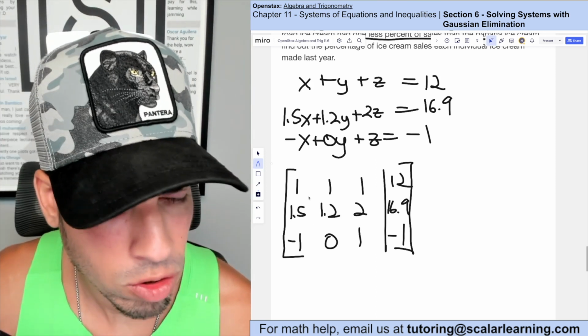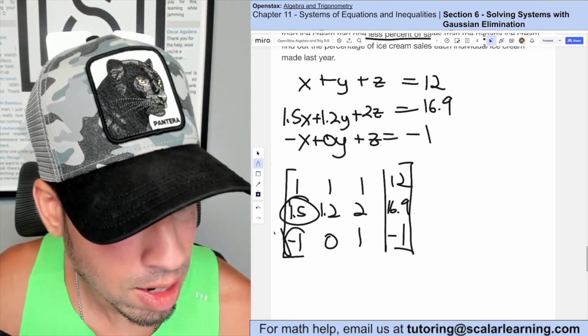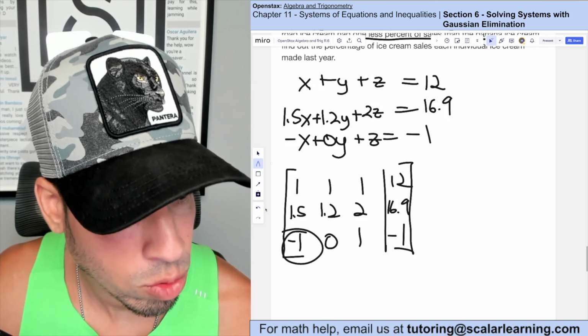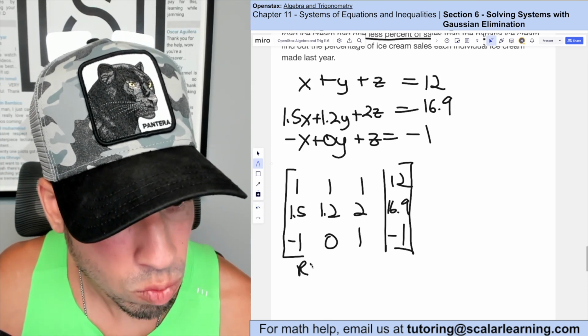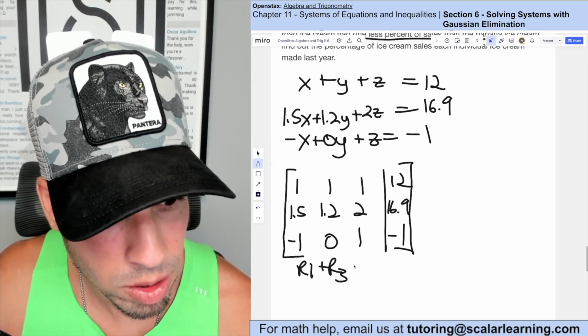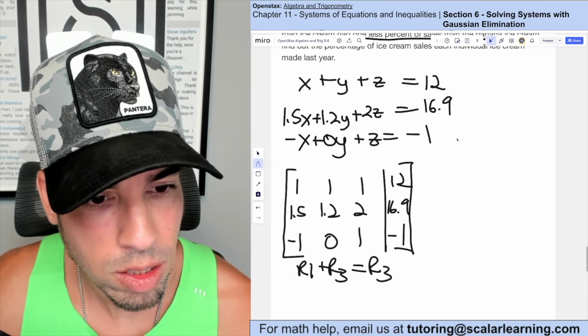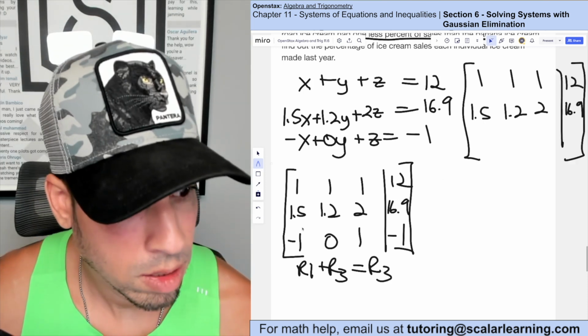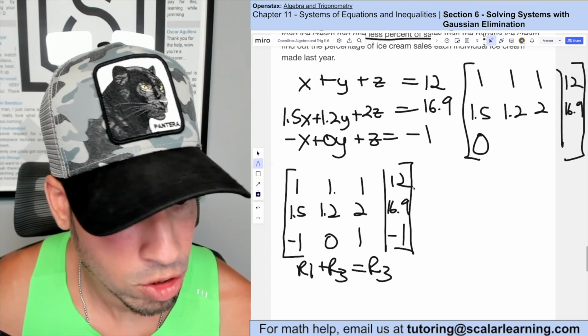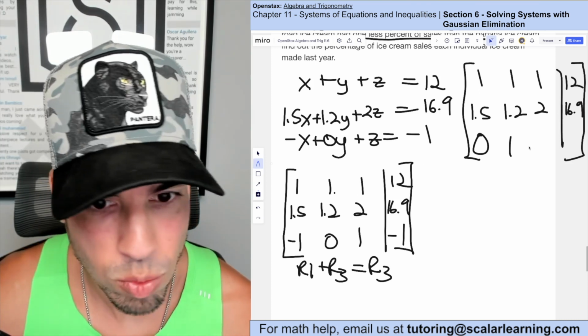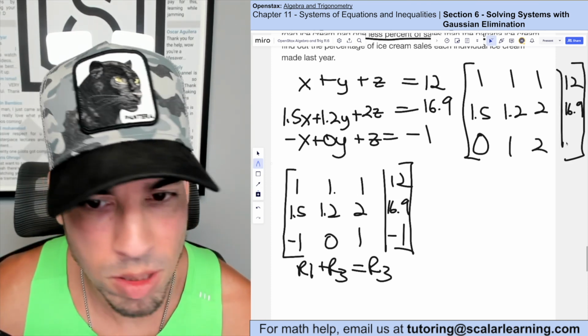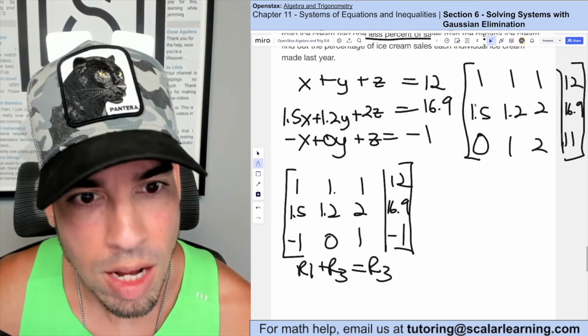Some nice, easier numbers. So I can zero out this guy and this guy first. I'd love to zero out this one first because that's pretty easy. All I do is row 1 plus row 3 is going to give me a new row 3. Let's write that out. So I got 1 plus negative 1 is 0. 1 plus 0 is 1. And 1 plus 1 is 2, and then 12 plus negative 1 is 11. Great. Now let's zero out this guy.